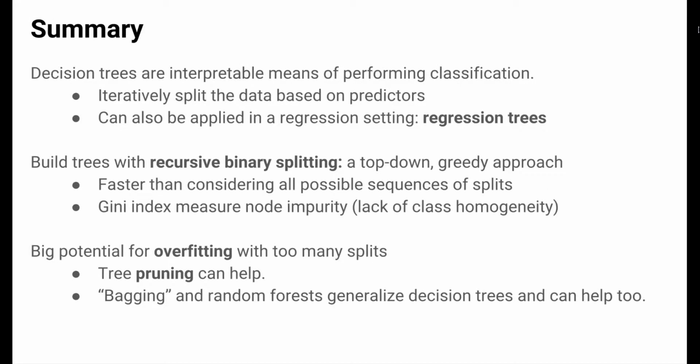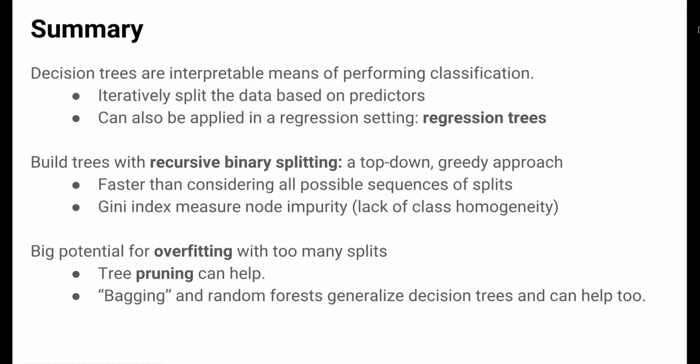In summary, we've learned that decision trees are an interpretable means of performing classification that work by iteratively splitting the data using predictor values. It turns out that trees can also be used to perform regression tasks. This is something we'll explore in class. Trees are built with the recursive binary splitting algorithm, a top-down, greedy approach, which is faster than considering all possible sequences of splits, but this won't necessarily give us the best overall tree. The metric used to judge the quality of a split is the Gini Index, which gives a measure of node impurity, or lack of class homogeneity within a leaf.